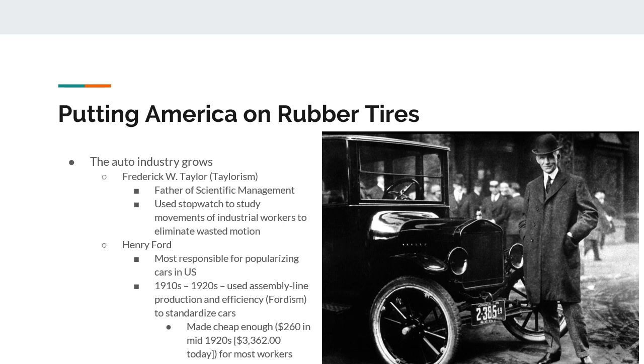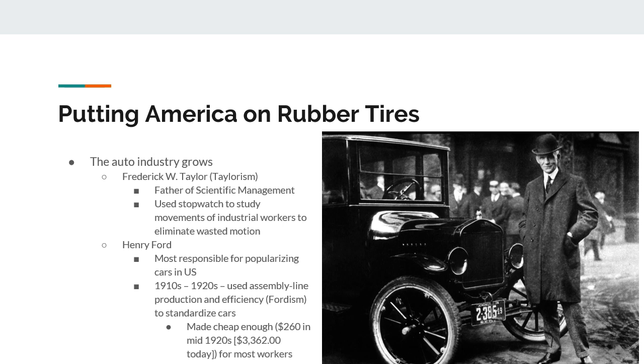Henry Ford is mostly responsible for popularizing the car in the US. The picture there is Henry Ford next to a Model T. So it's the same type of car that you saw in the other image. And between the 1910s and 1920s, he used the assembly line of production for efficiency, known as Fordism, and standardized cars. He made cars cheap enough for most workers.